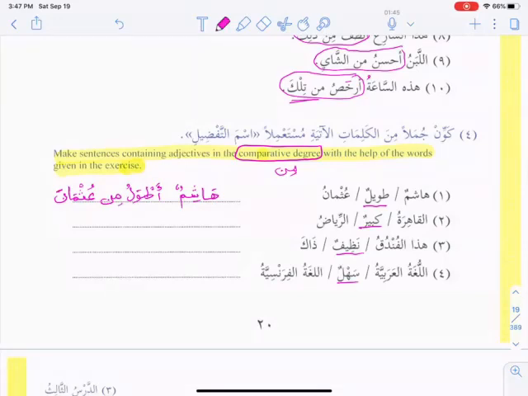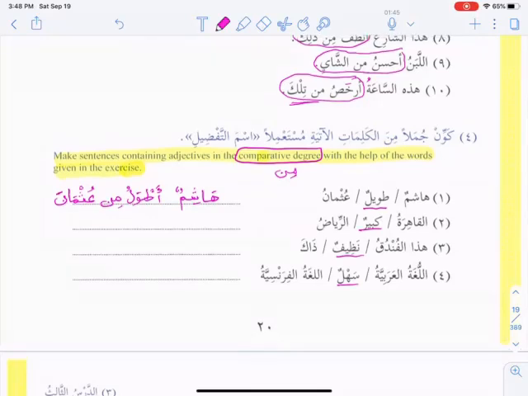Al-Qahiratu, the city of Cairo, akbaru min Riyadh. No, I'm not writing it. You will do it because this is easy. Hazal funduku, this hotel is anzafu. Nazifun will change into anzafu min zaka.